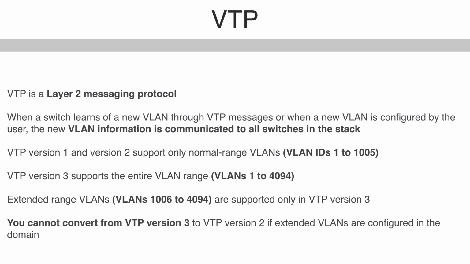When a switch learns of a new VLAN through VTP messages or when a new VLAN is configured by the user, the new VLAN information is communicated to all switches in the stack. When a switch joins the stack or when stacks merge, the new switches get VTP information from the active switch. VTP version 1 and version 2 support only normal range VLANs, VLAN IDs 1 to 1005. VTP version 3 supports the entire VLAN range, VLANs 1 to 4094. Extended range VLANs, VLANs 1006 to 4094, are supported only in VTP version 3. You cannot convert from VTP version 3 to VTP version 2 if extended VLANs are configured in the domain.